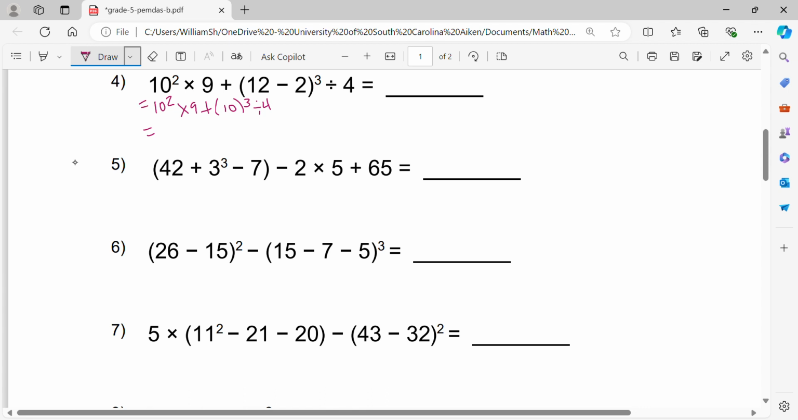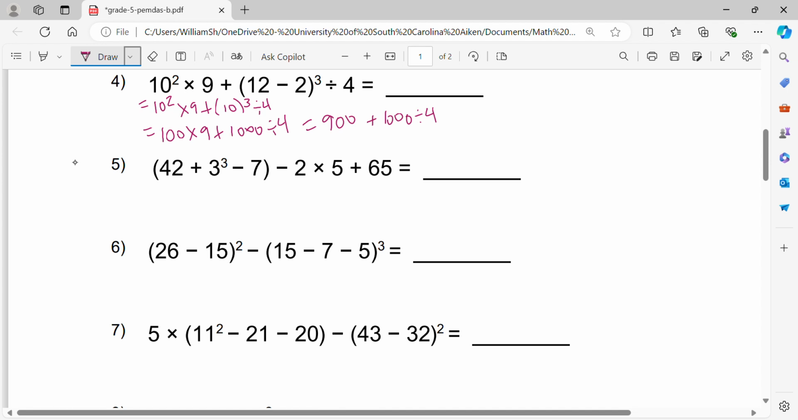Now let's do the exponents here. 10 squared is 100 times 9 plus 10 to the third power is 1,000 divided by 4. Now I need to do my multiplication and division steps. 100 times 9 is 900. So I'll have 900 plus 1,000 divided by 4.